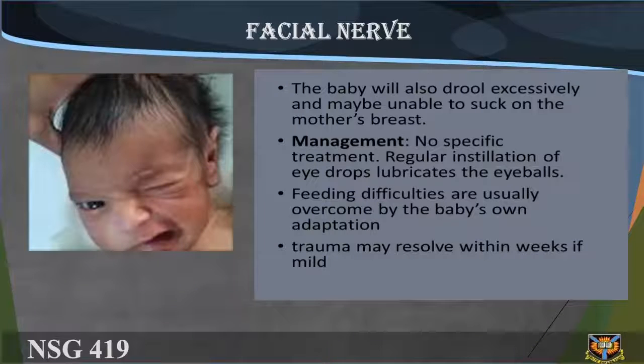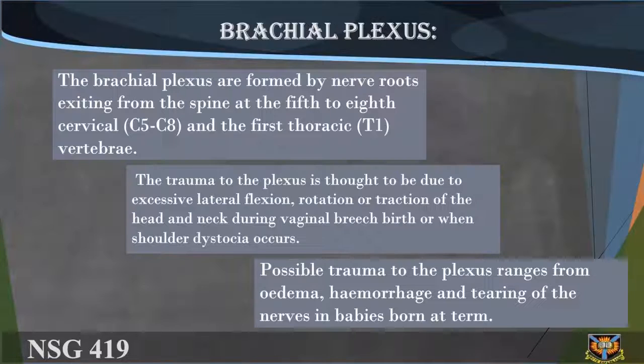Feeding difficulties are usually overcome by the baby's own adaptation, although alternative feeding positions may help prevent the baby being malnourished. At times, this trauma to the facial nerve may resolve within weeks if the damage is mild, but may extend to months or years if the damage is severe. Sometimes, cosmetic surgeries may be required for severely affected babies.